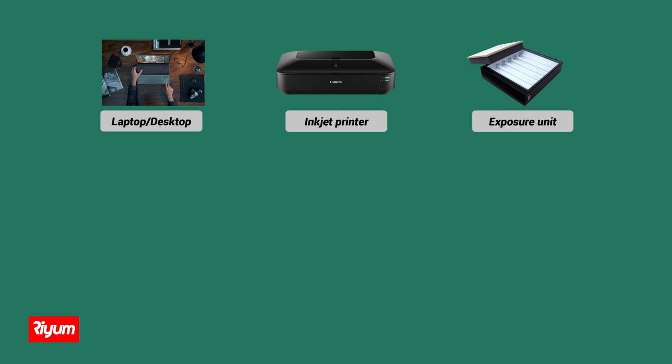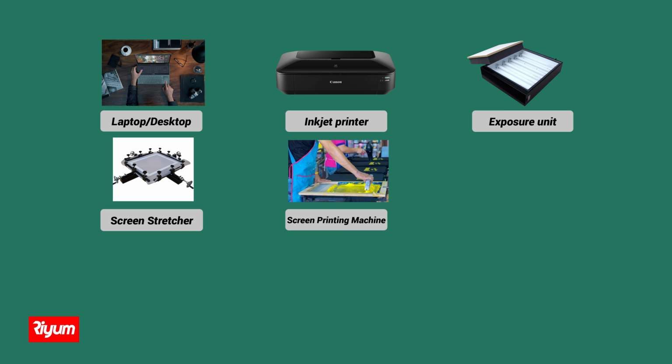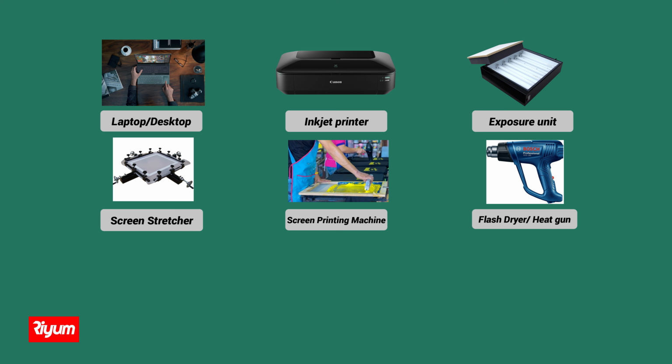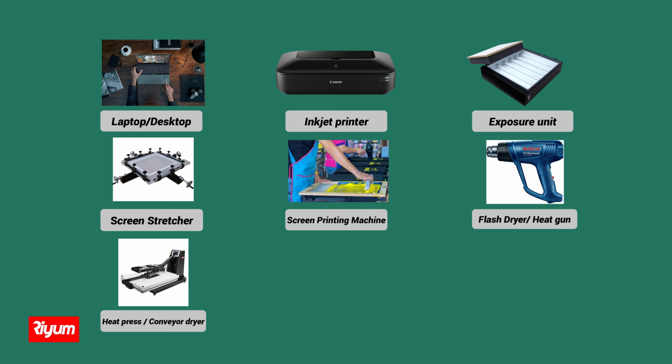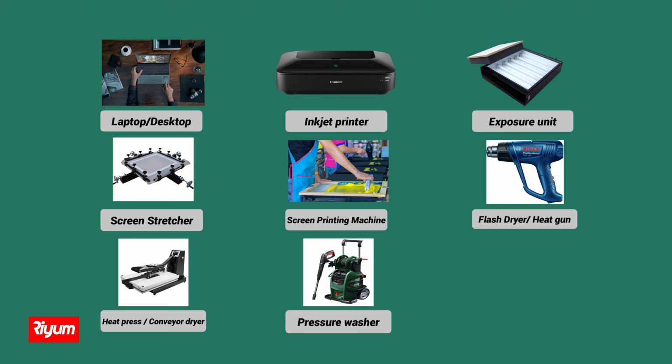You'll definitely need a laptop or a desktop. You'll need an inkjet printer. You'll also need an exposure unit, whether a professional one or a DIY one. You'll also need a screen stretcher. You'll also need a screen printing machine, whether it's a line table machine or the carousel system. And then you're going to need a flash dryer or a heat gun. You'll also need a heat press or a conveyor dryer. And then, optionally, you need a pressure washer and a washout booth.